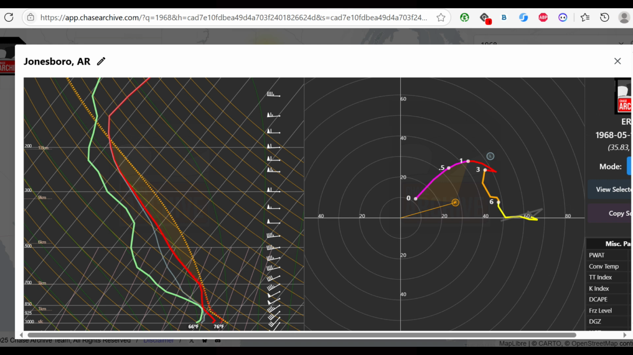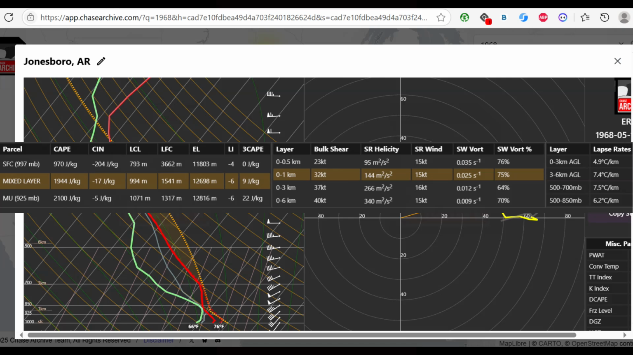When you have 1000 joules per kilogram, and right here we have 1900, that's enough to cause one of these rotating supercell thunderstorms, at least a favourable organised supercell. So we have 1900 joules per kilogram of mixed layer CAPE in this mid-level, which is more than adequate.